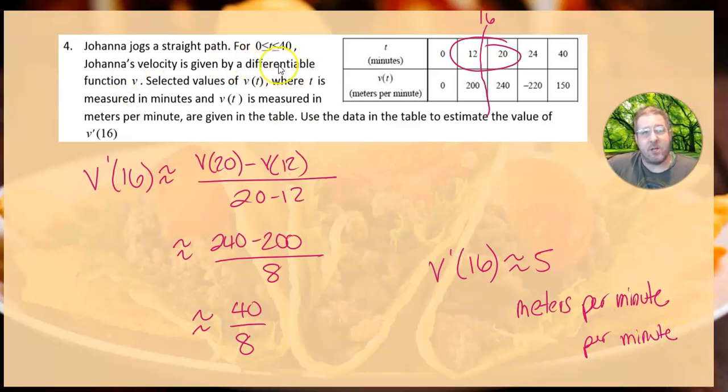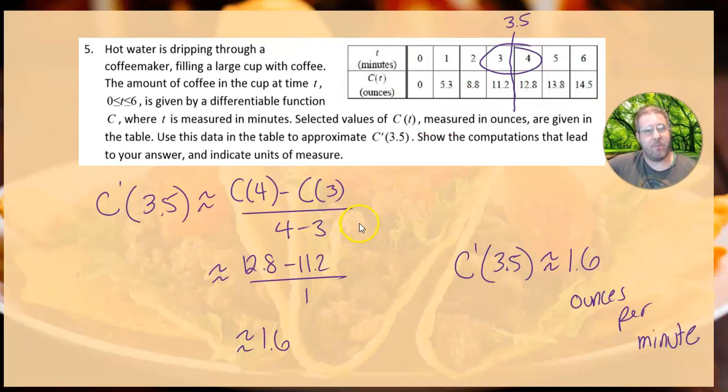Now, once again, this question does say differentiable. It is just using the slope formula, so I'm going to let you pretty much make sense of that on your own. It's just y sub 2 minus y sub 1 over x sub 2 minus x sub 1. It's really just finding the average rate of change.